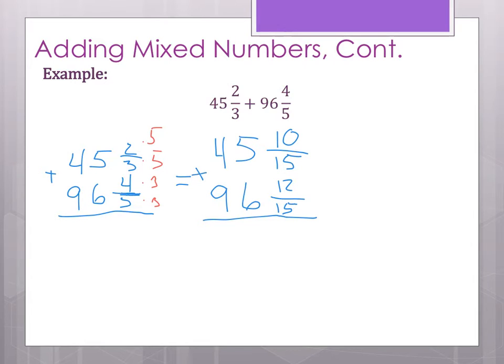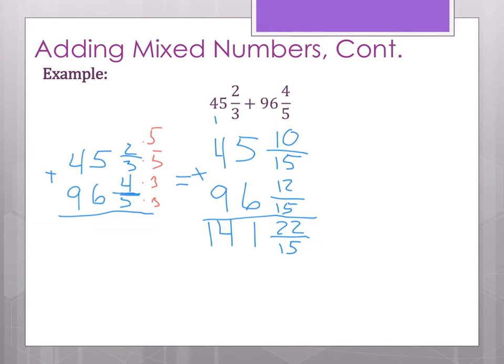And I'm ready to add those together. We'll start with the fractions. 10 plus 12 is 22 over 15. And then when I add the wholes, 5 plus 6 is 11. We'll carry up the 1. 1 plus 4 plus 9 is 14. So I get 141 22/15. Now we have a little problem here.